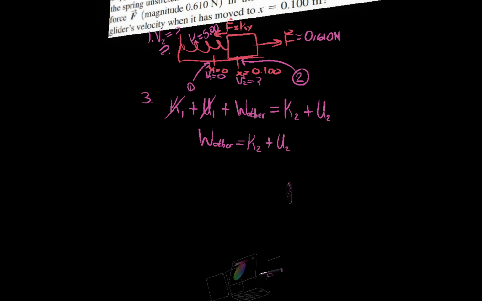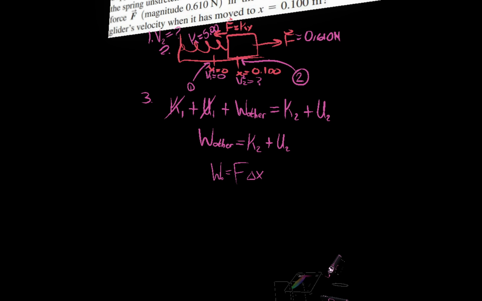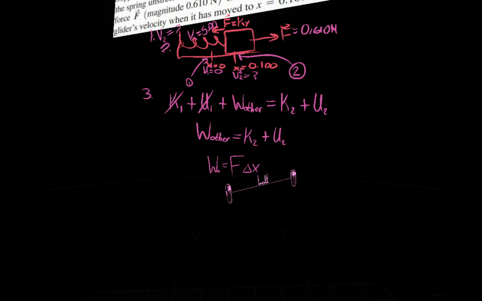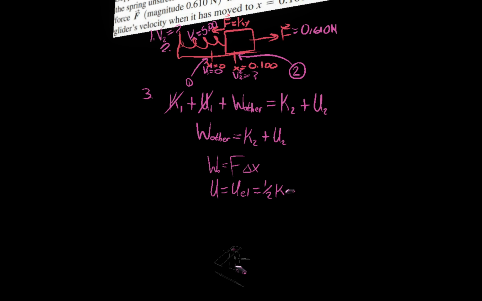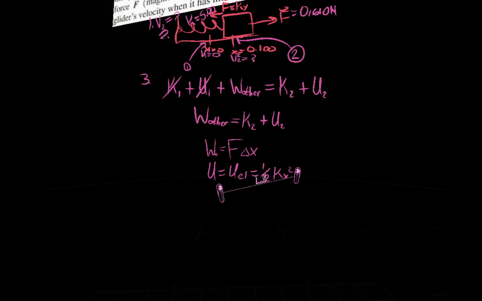Okay, so work other is just a standard push force through a distance. So that's F. So work other is equal to F times delta x, right? The displacement of the block. And U is equal to the elastic potential energy. So U equals U elastic, which is 1/2 kx squared, right?